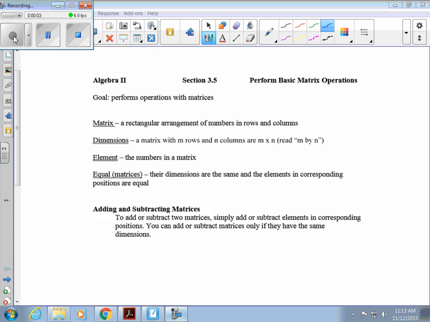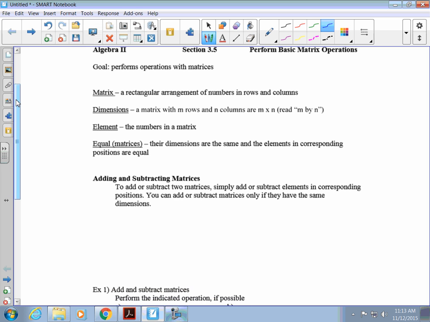Our goal today is to look at section 3.5, which is on performing basic matrix operations. And that's what we're going to be doing. We're going to be using operations with matrices. A matrix is a rectangular arrangement of numbers in rows and columns.